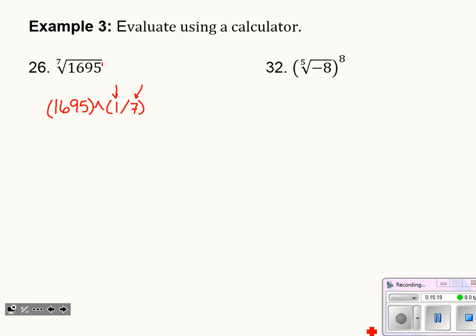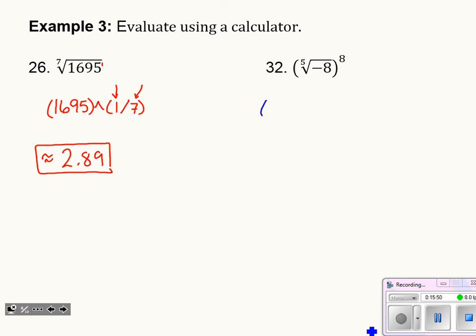So let's see what that gives us when we type that into the calculator. 1695 raised to the, and then in parentheses, I'm going to do 1 divided by 7. So my exponent is closed in parentheses. And I get 2.89. And that's just an approximate answer. I believe it says in the instructions to round to the nearest 100th place in our textbook.